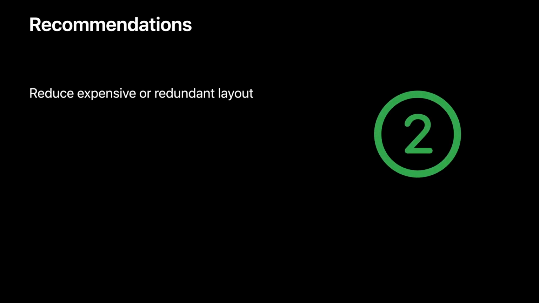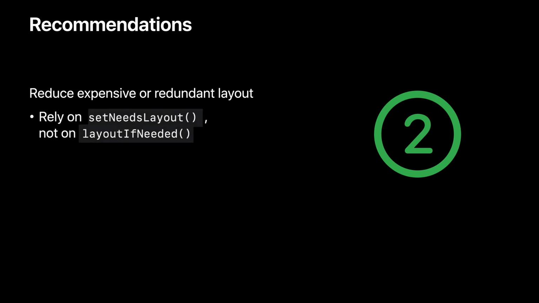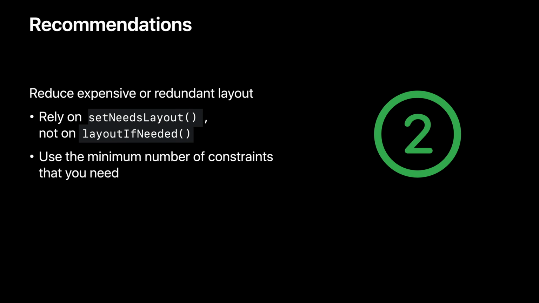Rule number 2 is to reduce expensive and redundant layout. Try to only rely on setNeedsLayout when you need to update your layout. Layout, if needed, will expand the current transaction lifetime and can cause hitches. Most of the time, you can wait for the next run loop to update your layout. Try to use the minimum number of constraints to avoid increasing the complexity for solving. Finally, a view should only invalidate itself or its children, but not its siblings or its parent view. Otherwise, the view's layout will be recursively invalidated again.